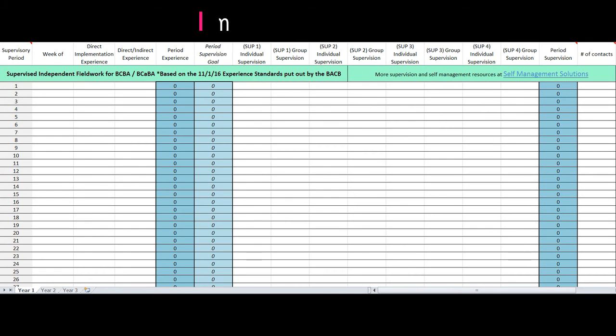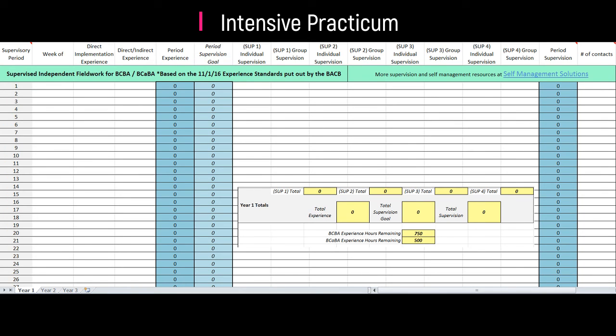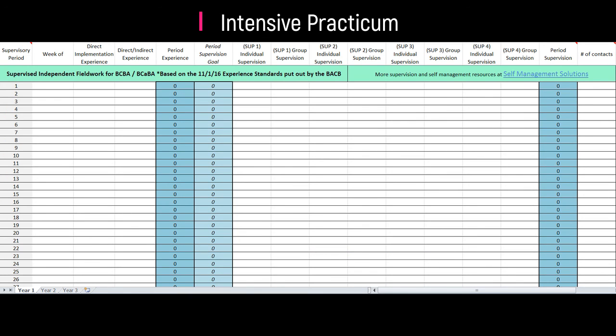And then finally, looking at the intensive practicum tracking sheet, again, we see that each supervisory period consists of 1 week. Now our period supervision goal is even higher. It's going to be 10% of our total experience. And the experience hours remaining for the BCBA and BCABA are going to be lower. There's one additional requirement for intensive practicum, which says that you need to meet with your supervisor at least twice each supervisory period, which means that you need to meet with your supervisor twice a week. So there's a column here for tracking number of contacts with your supervisor.